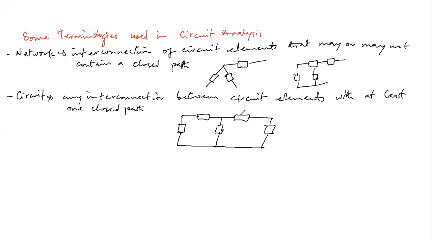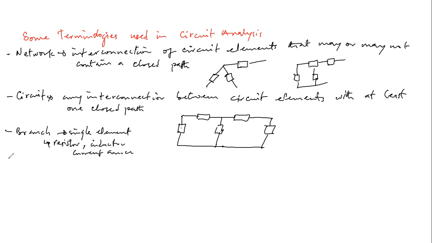Then we'll talk about a branch. A branch represents a single element in the circuit. So this is a branch. This is just a single element. This is a branch. This is another branch. This is another branch. Once you are able to identify the elements in the circuit, then we say those are branches. And branches could be resistors, inductors, even sources, current sources, voltage sources, and so on.